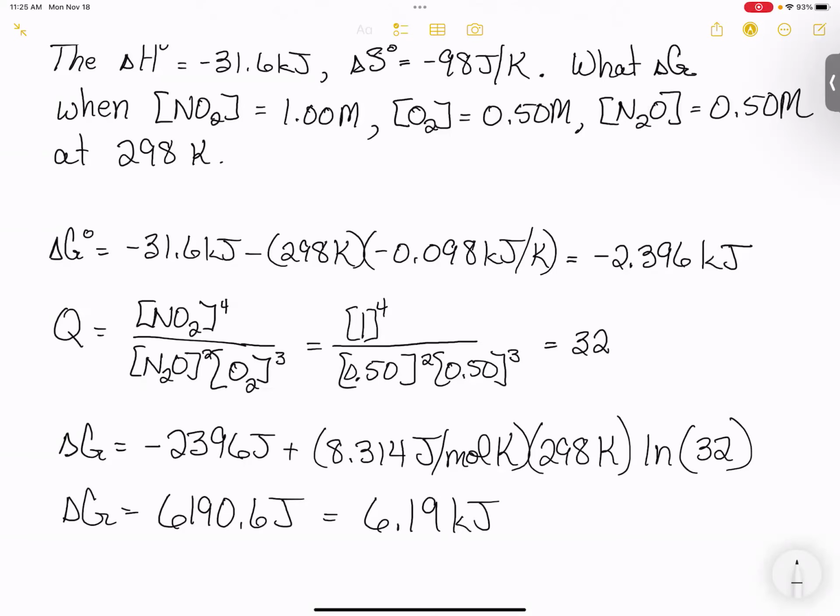Hardest part, making your units match. Second hardest part is remembering how to calculate Q. Otherwise, these equations, folks, if you do those two things, they're plug and chug equations. Then it's just a matter of understanding what they are saying to you. Is it favorable or is it unfavorable?